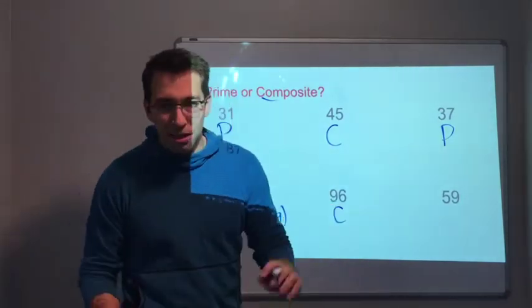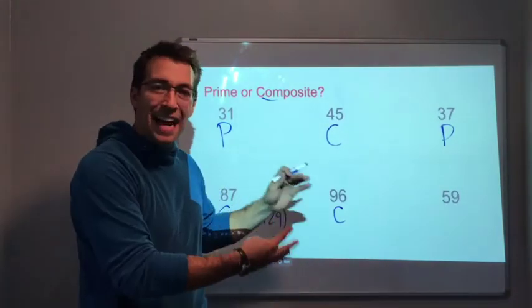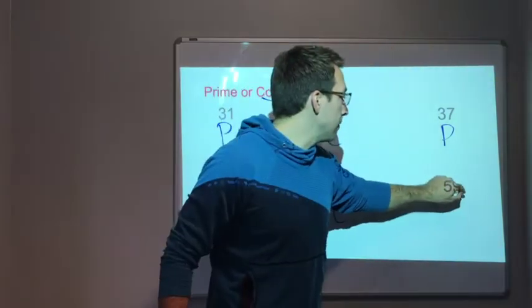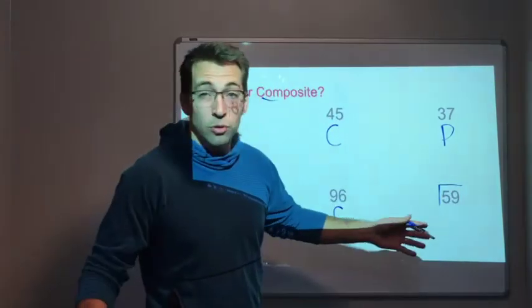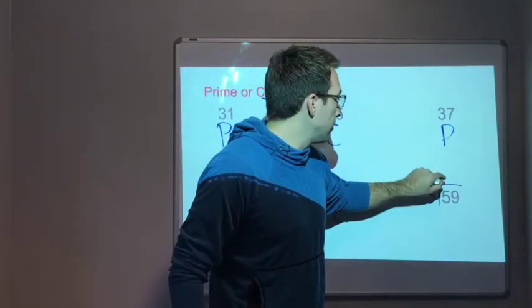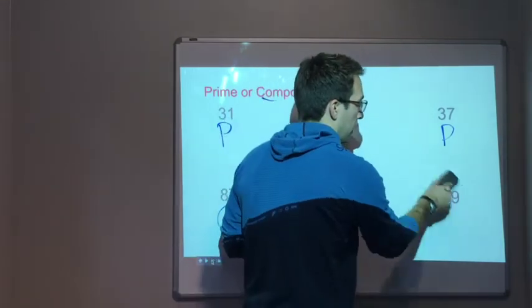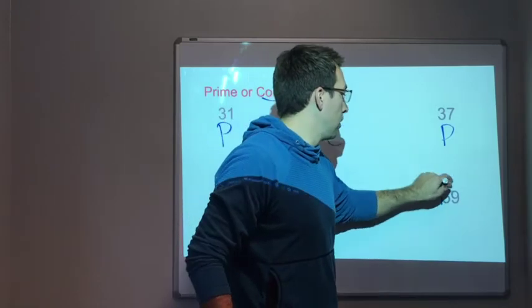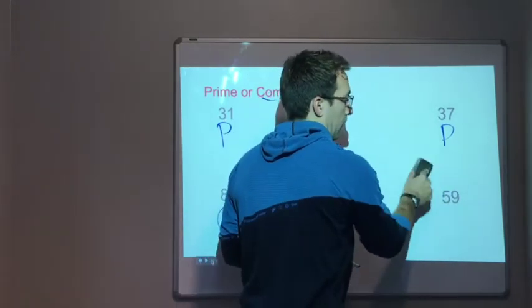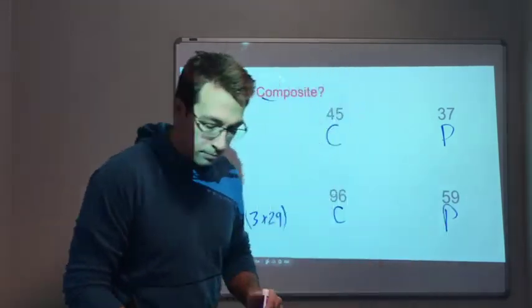Guys, sometimes checking if a number is composite or prime just takes trial and error. Divide the numbers, write out your work. Don't do it in your head, write it out. 59. It's not divisible by 2, it's not an even number. 3? Nope. What about 4? Remainder, nope. Guys, 59 is a prime number.